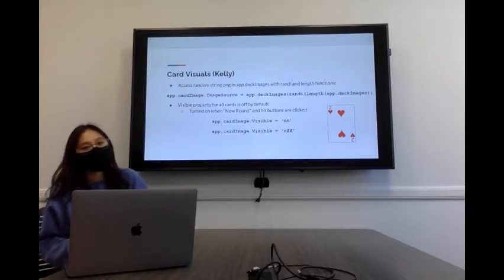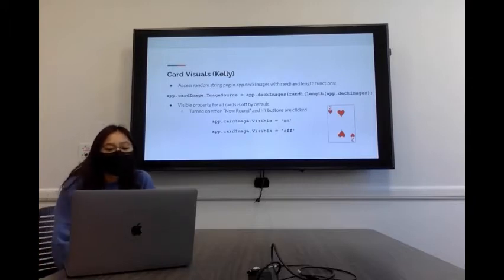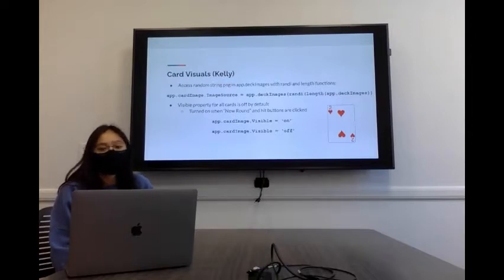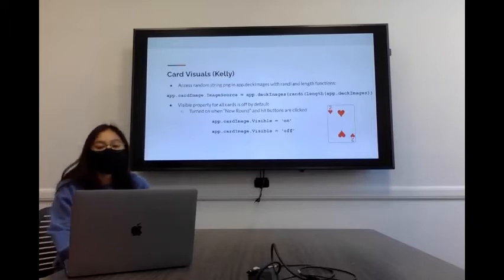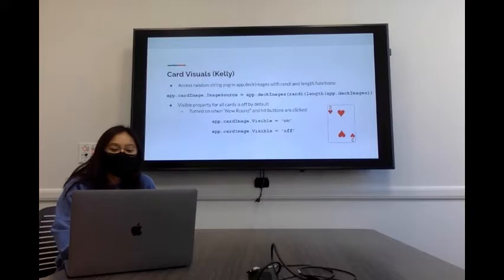As for the card visuals, we decided to use a randi function to randomly select from a length of deck images, which is the number of cards we have in our deck. Since that is our input, we indexed it using the actual array of deck images, and we're able to simulate a random card. The visible property for all the cards is off by default, so whenever a new round or hit button is clicked, the visible property is turned on.